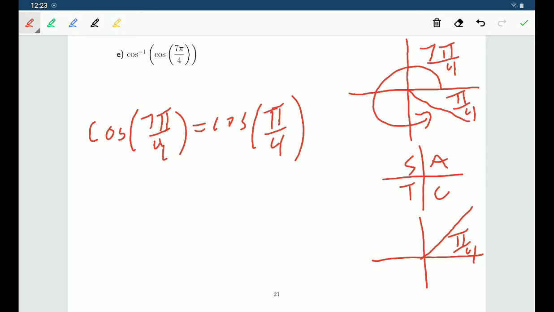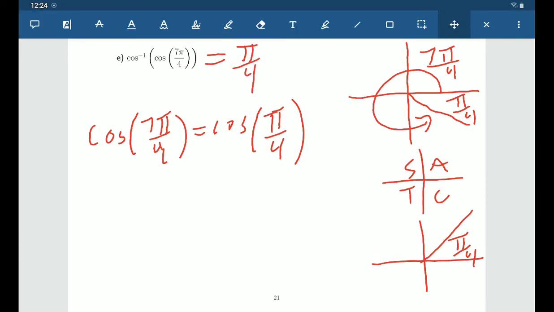So since pi over 4 is in my range for cosine inverse, then that means that pi over 4 is going to be my output, when I use 7 pi over 4 as my input.